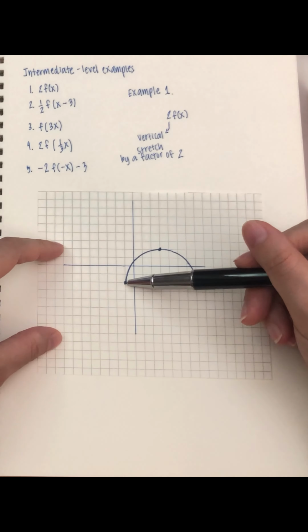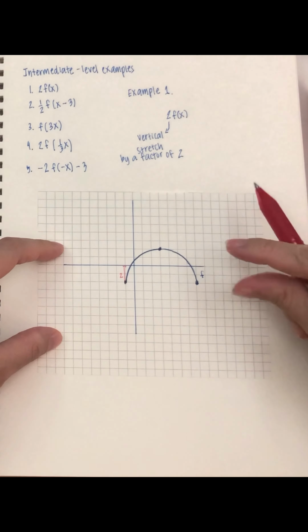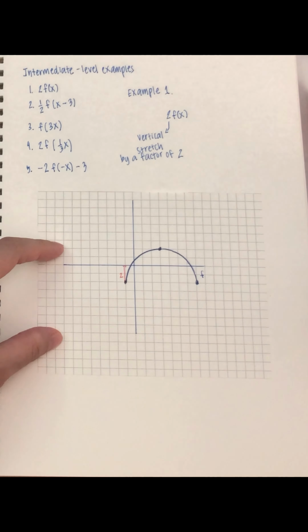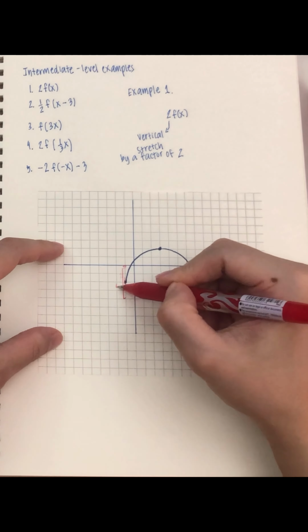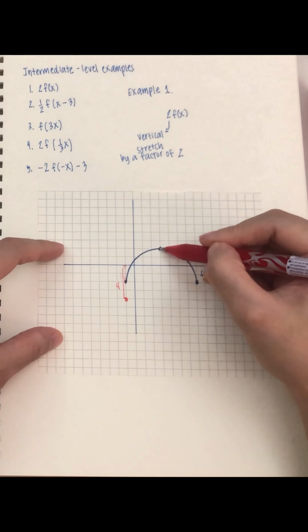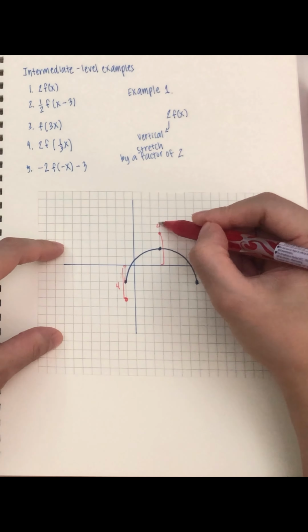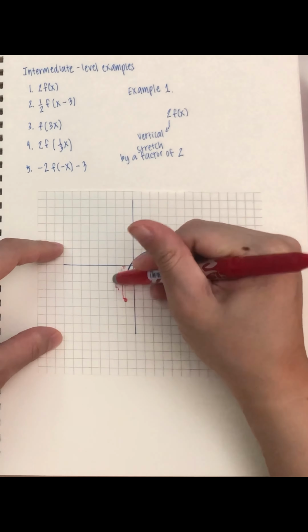Starting with this point, we can see that it is 2 units away from the x-axis. It is that vertical distance from the x-axis that gets stretched. So instead of a distance of 2, it becomes a distance of 4. This used to be 2. A distance of 2 also becomes a distance of 4. And this distance of 2 becomes a distance of 4. You get it? Okay.